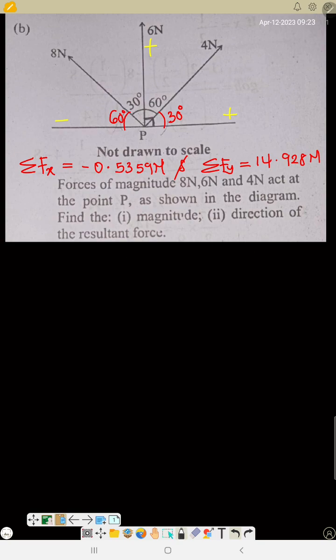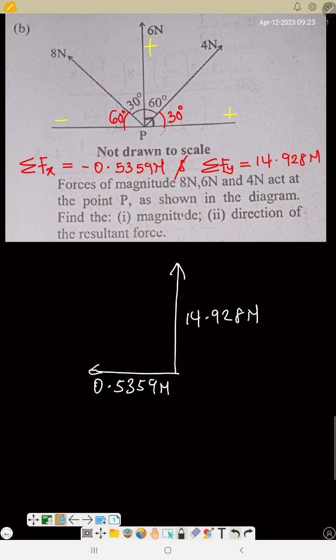So now the resolved diagram for vertical is like this. That is plus 14.928 Newton. Then horizontal is 0.5359, not drawn to scale. So now resultants will pass through their middle. So this is our resultant.